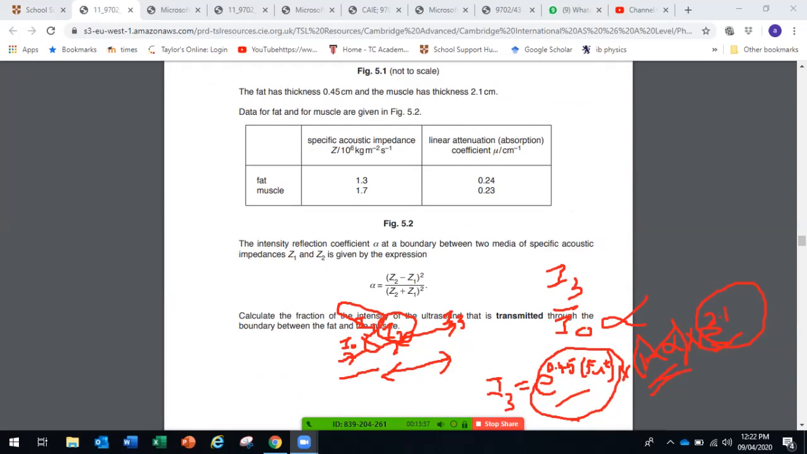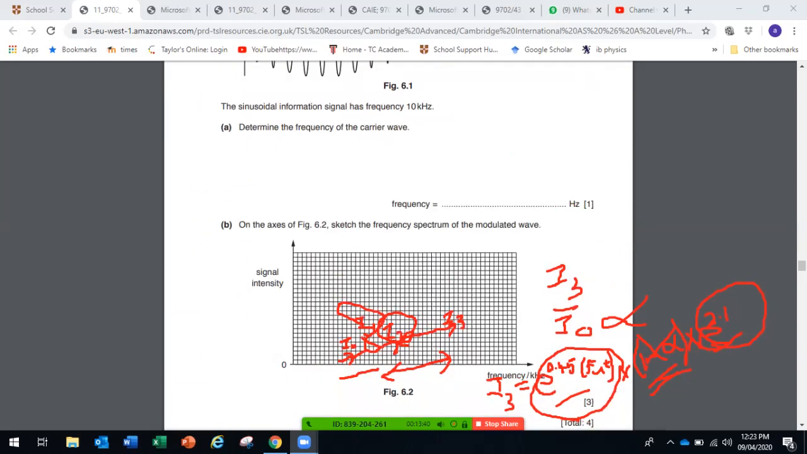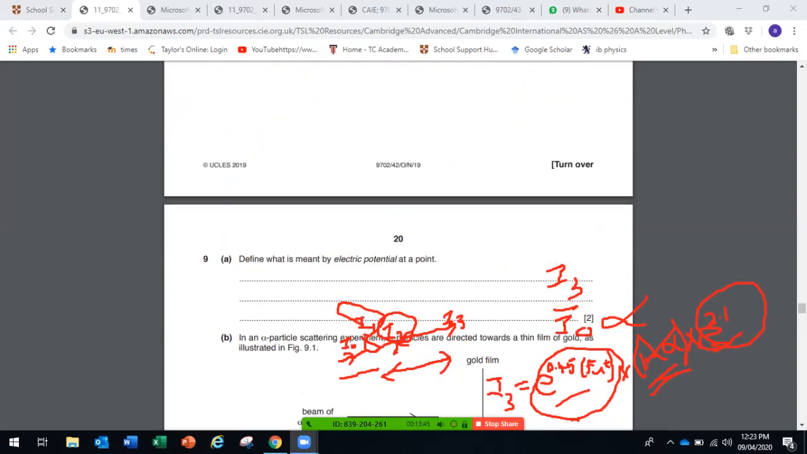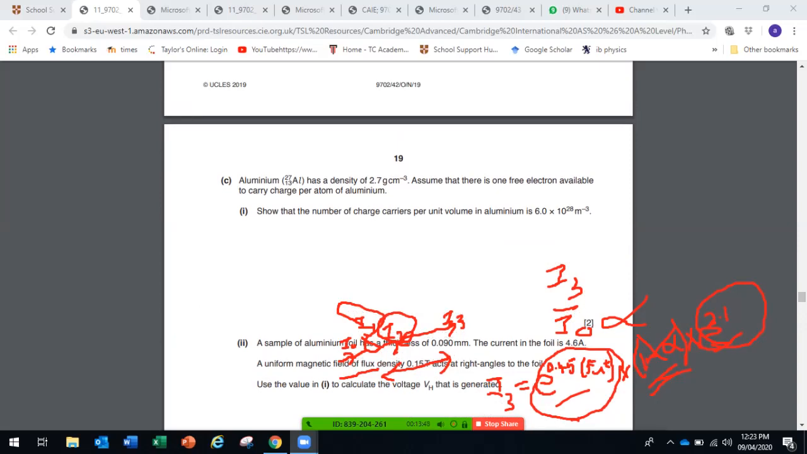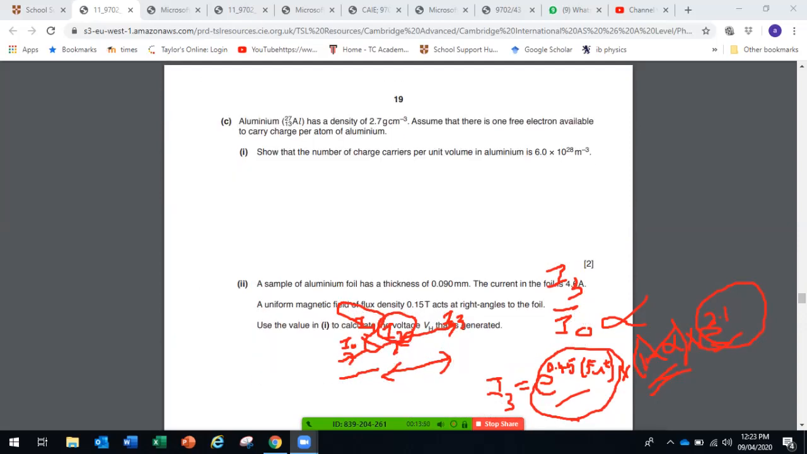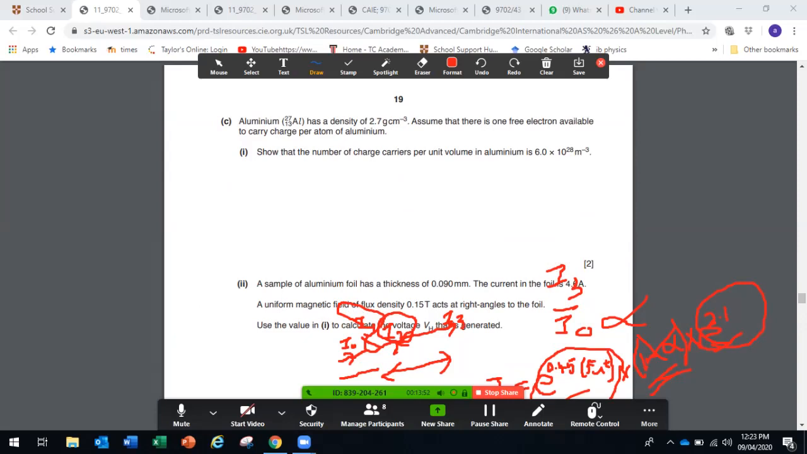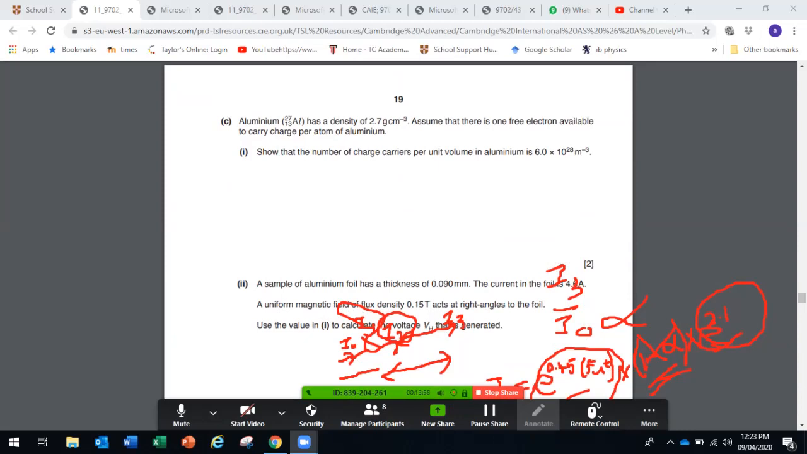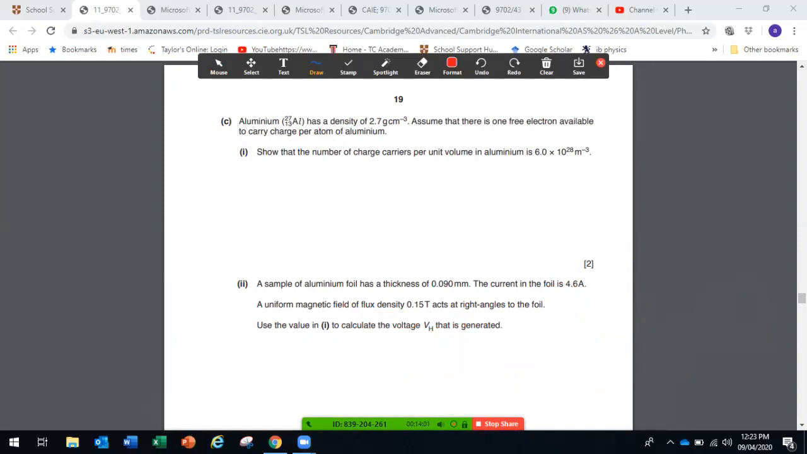Sir, 8C1, sir. Oh, this one, 8C1. Oh, nuclear. I don't know how to, actually the units are the problem here, sir. I can somewhat get the answer, but I don't know the unit conversion. That's the problem for me. The aluminium density is this, assuming there is one free electron available, carrying charge per atom of aluminium. Show that the number of charge carriers per unit volume of aluminium is this.